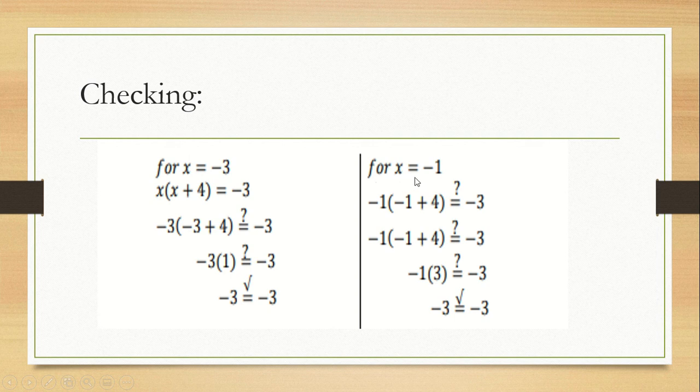For x equals negative 1, we have negative 1 times the quantity of negative 1 plus 4 equals negative 3. Then we simplify it. So we have negative 1 times the sum of negative 1 and 4, which is 3, equals negative 3. Therefore, we have negative 3 equals negative 3. This means that the second solution is also correct.